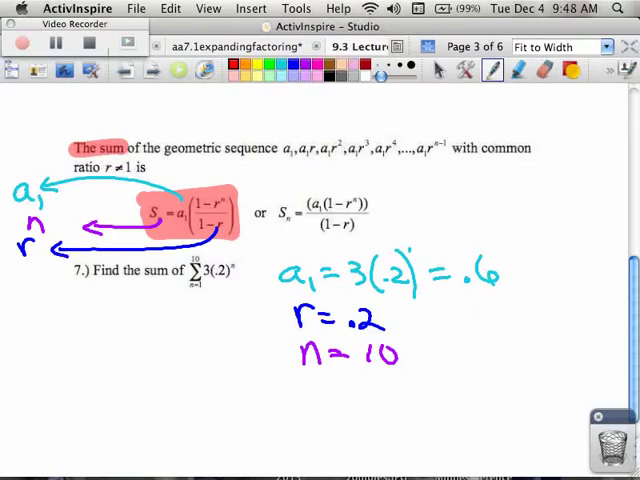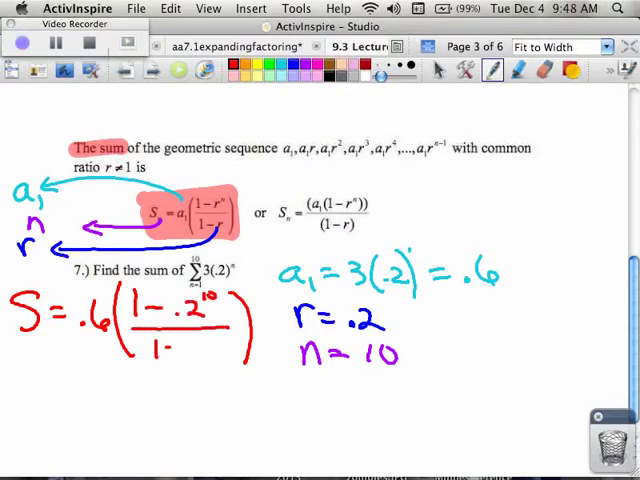So if I'm trying to find my sum, what that means is I'm going to have my first term, which is 0.6. I'm going to multiply that by 1 minus 0.2 to the 10th power, all divided by 1 minus 0.2. And the funny thing is, most people can do this pretty well up to this point, and then they try to punch this in their calculator, and things go awry. So I would like you to try and pop this into your calculator, and to the nearest 2 decimal places, you should be able to come out with 0.75. Give that a try right now.